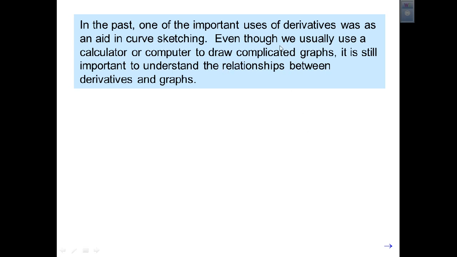All right, in the past, one of the important uses of derivatives was as an aid in curve sketching, to actually be able to see the graph. Even though we usually use a calculator or a computer nowadays to draw complicated graphs, it's still important to understand the relationship between derivatives and graphs and what those derivatives tell us about the graphs.